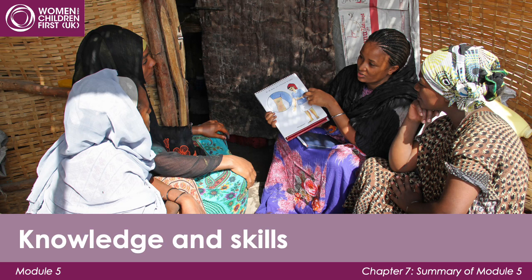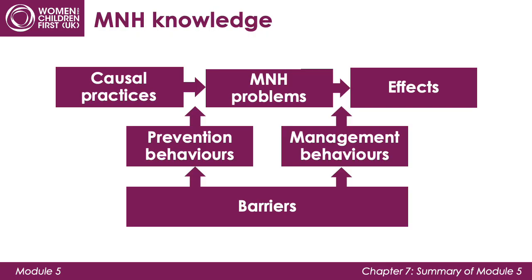In Chapter 3, 4 and 5, we explored each of the 8 knowledge and skill areas in more detail. In Chapter 3.1, we briefly covered MNH knowledge. Specifically, the key MNH problems that can kill, harm or hold back women and newborns, and the causes and effects of these.